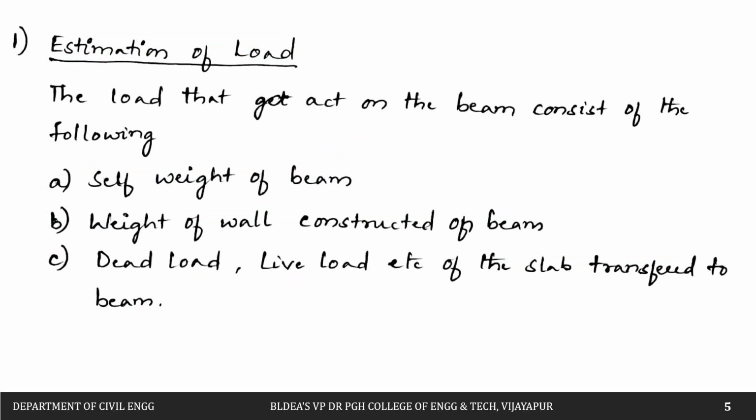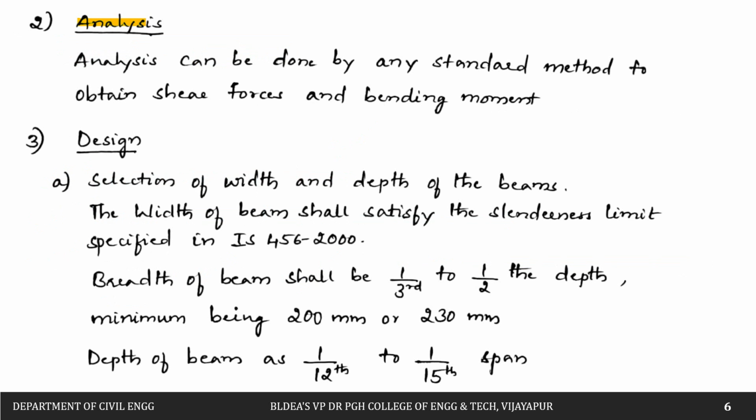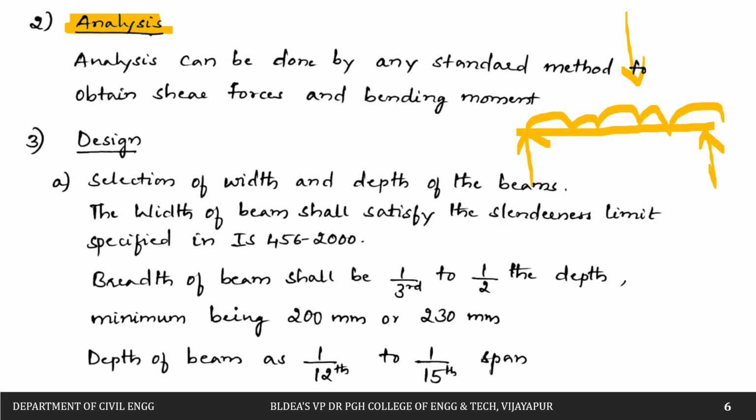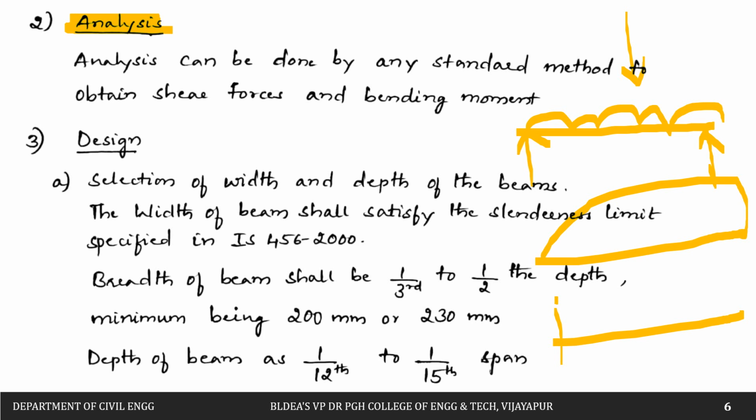The next step is analysis. After estimating all the loads on the beams, we are going to analyze that beam. In the previous semester, they used to give you one beam and certain UDL, or certain point loads, many things they used to give. For that we have already analyzed those beams. That means we used to calculate the bending moment and the shear force. So similarly, there are many methods which we have already studied.